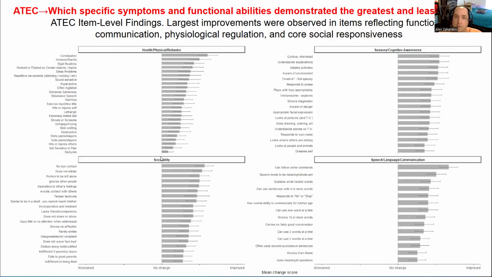So interesting to see, right? We have improvement basically in everything, and you can kind of see the statistical significance of the responses recorded. Things like no eye contact, constipation, curious and interested, can follow some commands are at the top. Speech tends to be meaningful and relevant, understands explanations, anxious and fearful, we have an improvement. Does not imitate, we have an improvement.